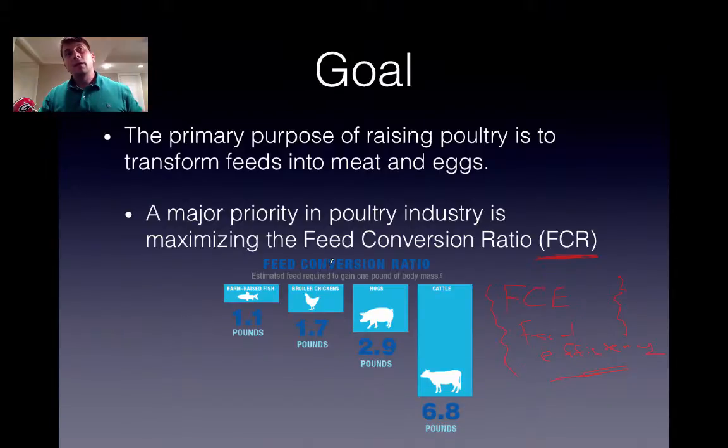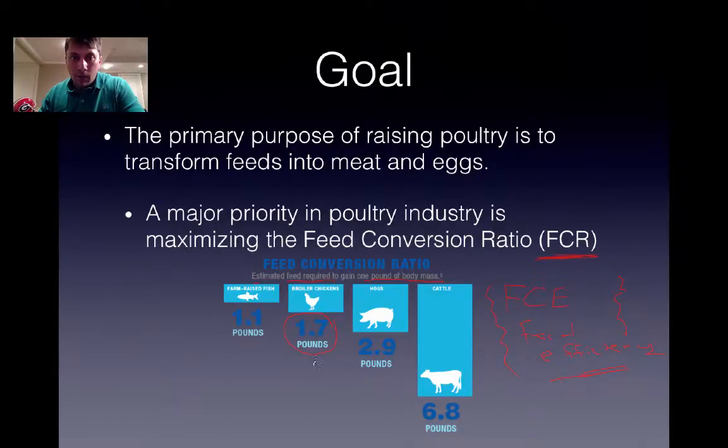As we'll see, the largest contributor to cost in the production of these sellable products in animal agriculture is feed. And so the less feed you can give to get more sellable product, the more profitable you will be. And so the way we can do that is through this feed conversion ratio. It's the amount of feed required for 1 pound of body mass. And so less feed to get more gain, so you want a lower number.